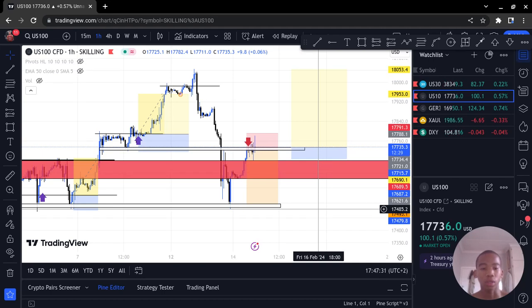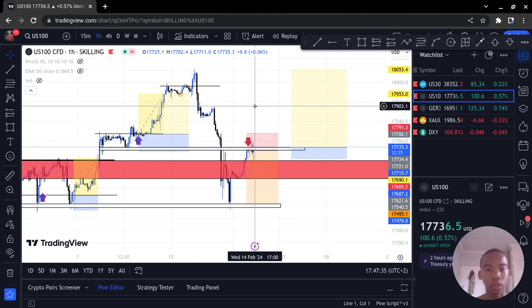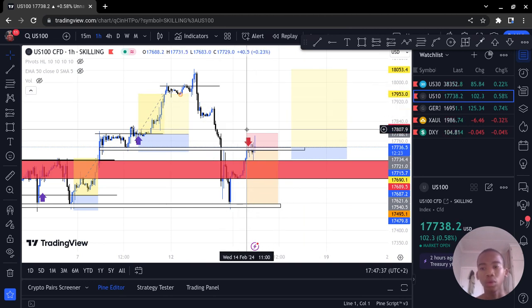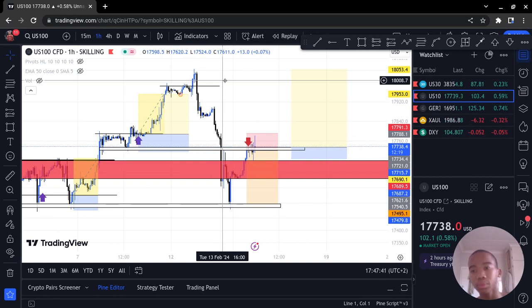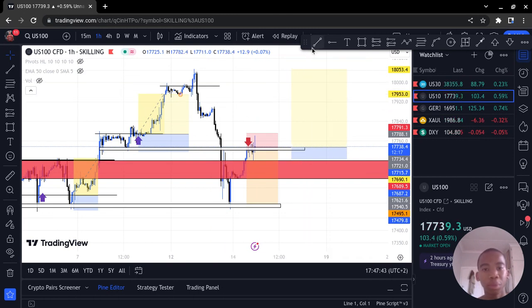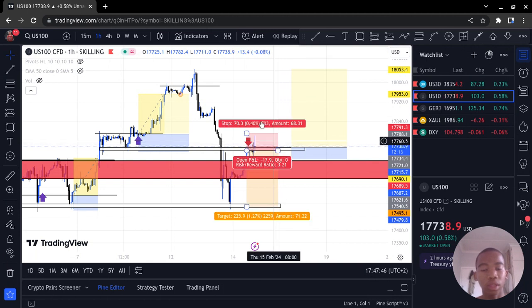Hey guys, I just wanted to do a quick analysis of the CPI from yesterday. We had a lot of movement, and I was giving the market some play. So I just wanted to do a quick analysis and give you guys my insights.